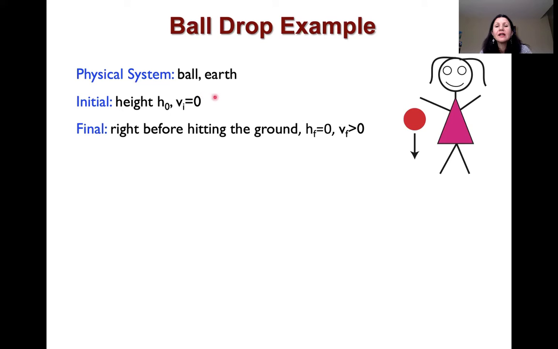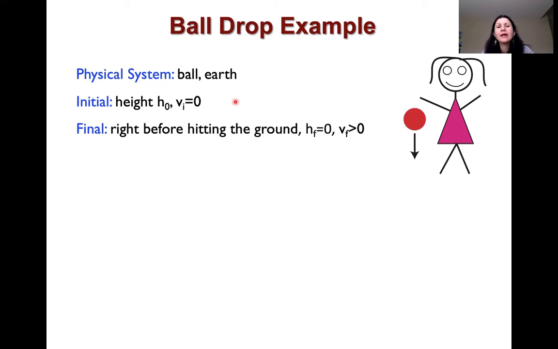So here we have a change in kinetic energy. Now, what's in our physical system? We have the ball and the earth. It's a little bit harder when we talk about mechanical energies to decide whether a system is open or closed. With thermal energies, we just said, okay, if things are in a thermally insulated container, which is closed, we say it's a closed system.